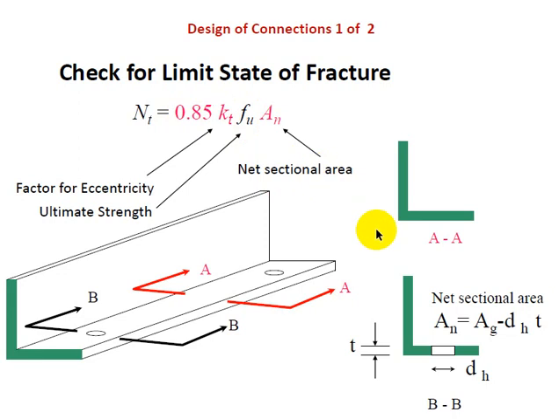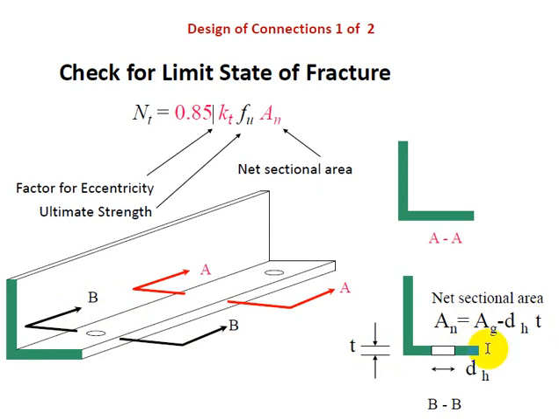So what we mean by the net sectional area is this: the gross area is the area of the section perpendicular to the force we're having. For example, this is the force, and this is the line perpendicular to it. So we take this section, and this section we take as full. This is the gross area. Then we take a void here and subtract the voids from the section, so it's going to be the net area. So An is Ag minus dh multiplied by t.